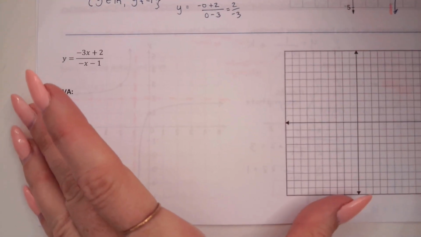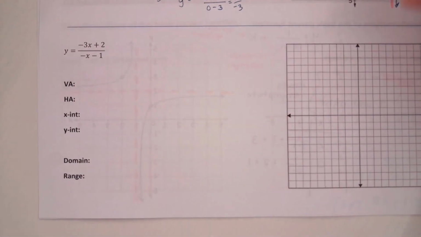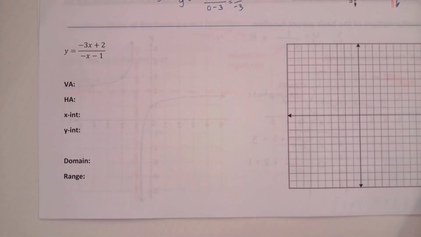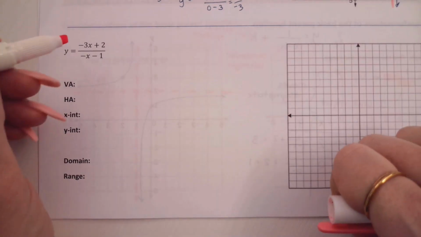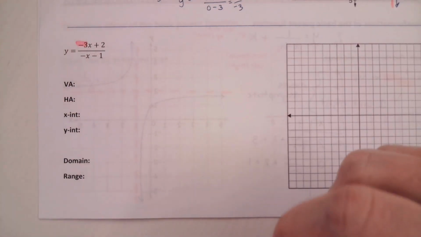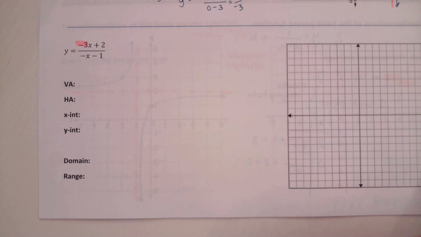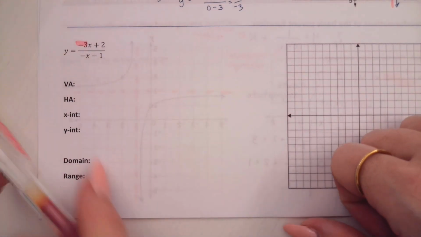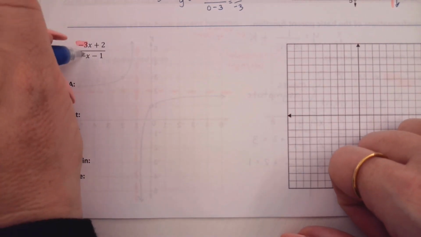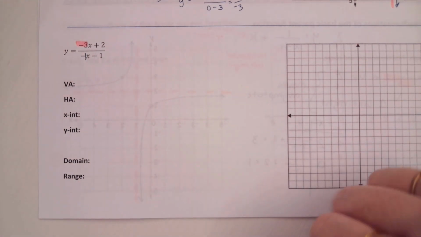Okay, I'm going to start by just identifying those leading coefficients. What's the top number leading coefficient? Negative 3. Good. What's the bottom number or the bottom leading coefficient? Negative 1. So we have a negative 3 over negative 1.